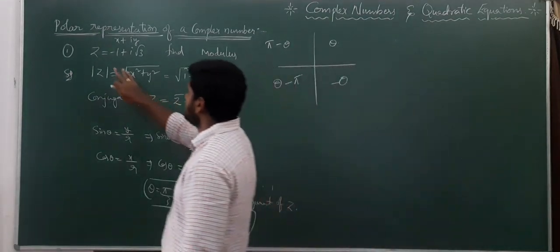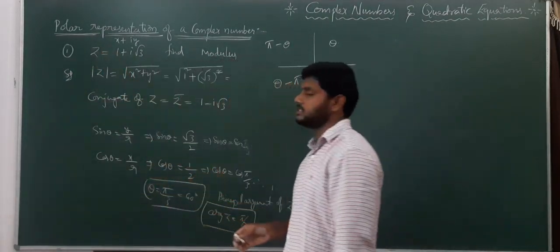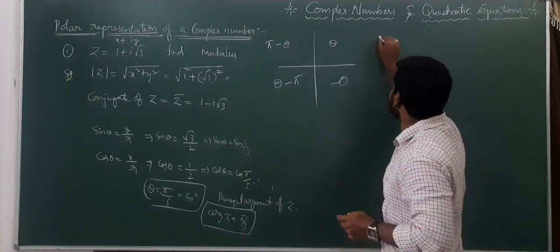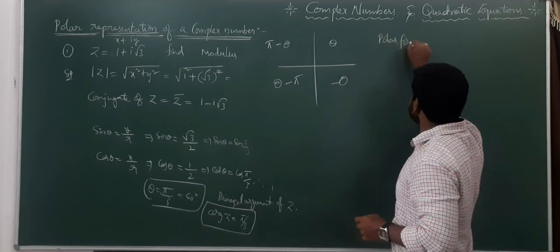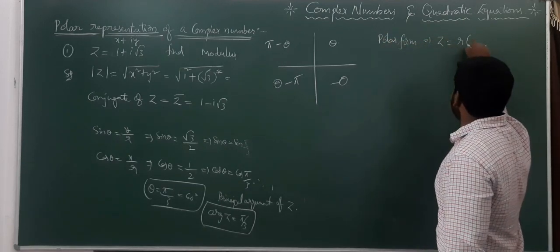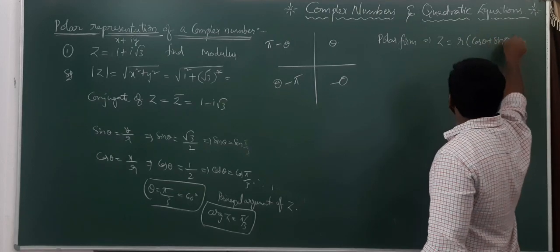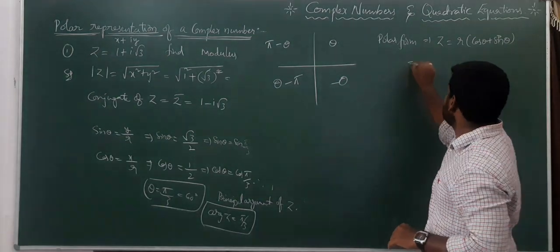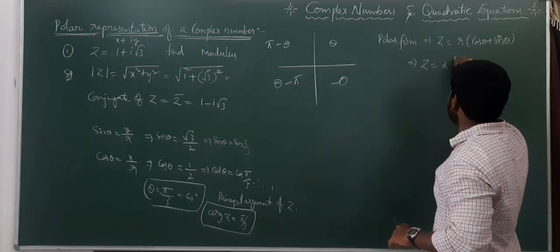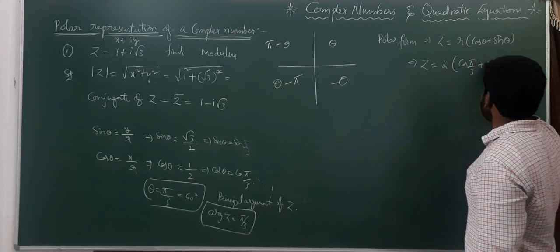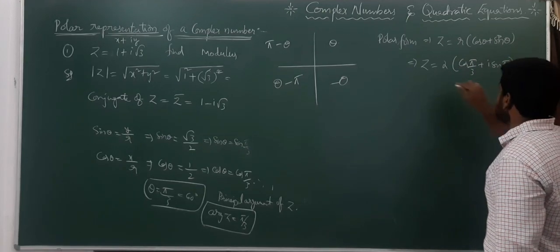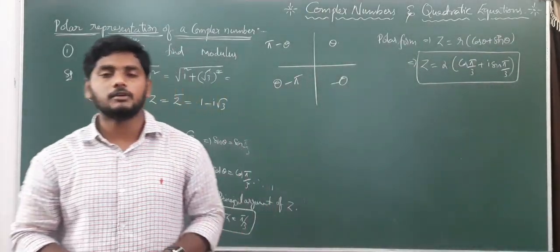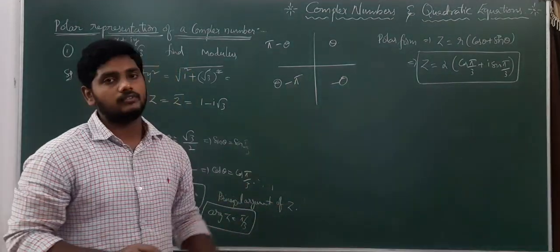Now, if this same question, 1 plus i root 3, asks you to represent it in polar form, we know the polar form is z equal to r into cos theta plus i sin theta. As I said, this is the polar representation or polar form, both have the same meaning. Here z is equal to r, what is r? 2, into cos pi by 3 plus i sin pi by 3. So this is the polar form or polar representation of the given z, which is equal to 1 plus i root 3. So this is for 3 marks.